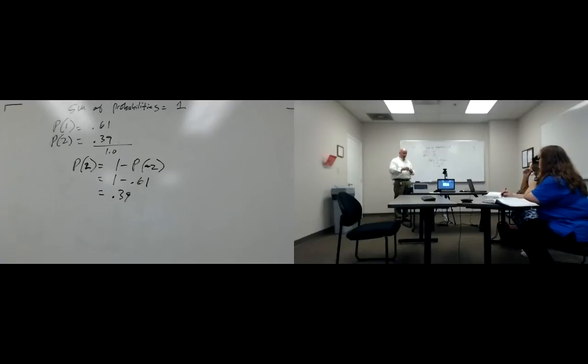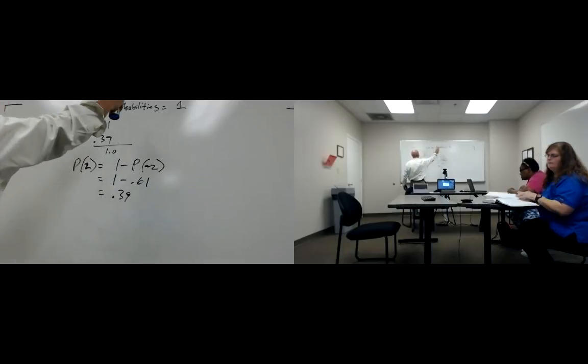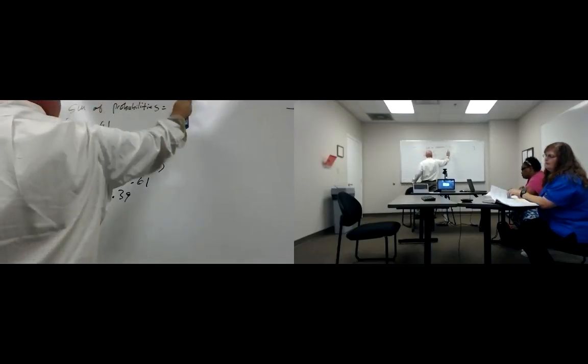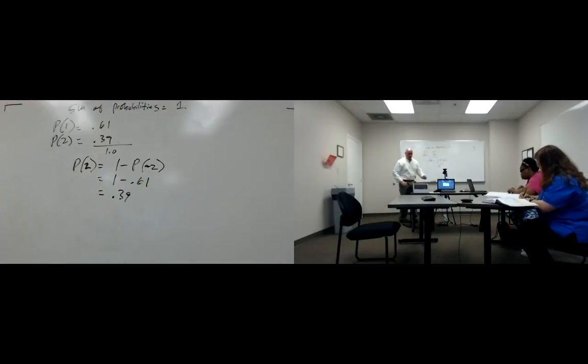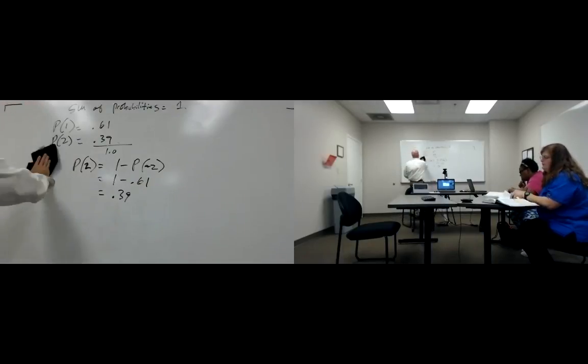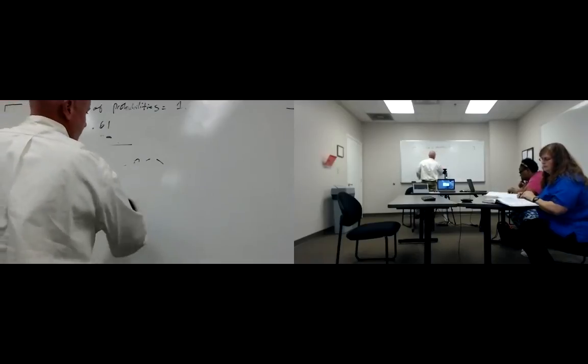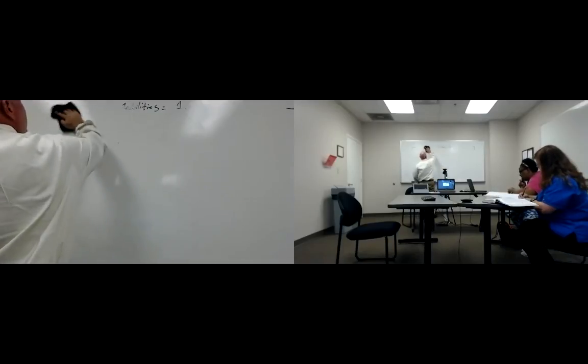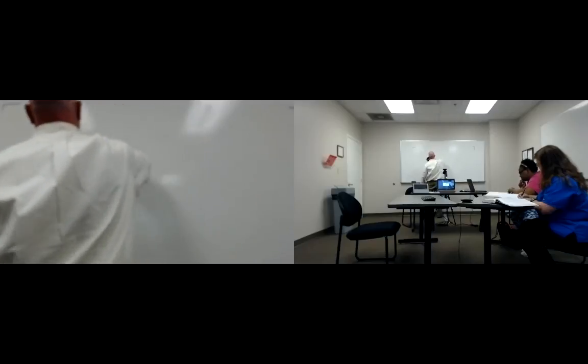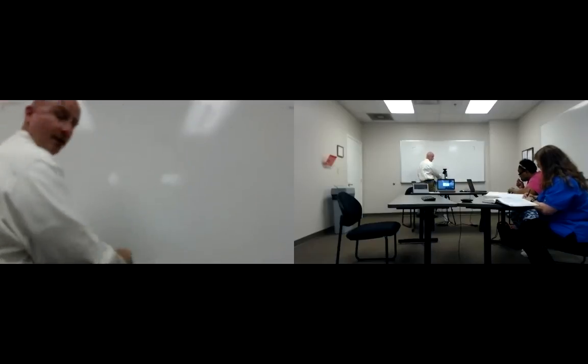Okay, 3 ways to assign probabilities. What's the first? The classical approach. What's that going to be based on? The assumption that the outcomes of an experiment are equally likely. Based on the assumption that all outcomes are equally likely to occur.